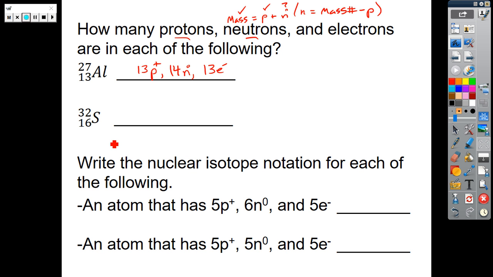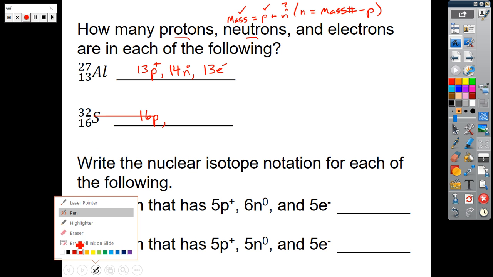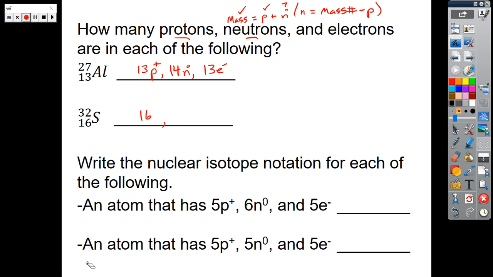Okay? Now, for this atom of sulfur here, the bottom number is 16, so we would know that we've got 16 protons. If we subtracted, we could get the number of neutrons. So 32 minus 16 would be, again, 16 neutrons. That was a coincidence. And then also 16 electrons. So sometimes they can all be the same.